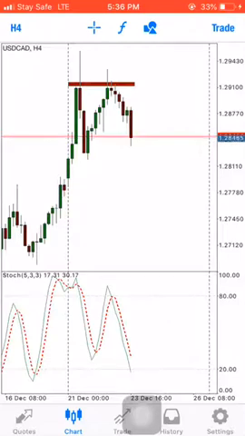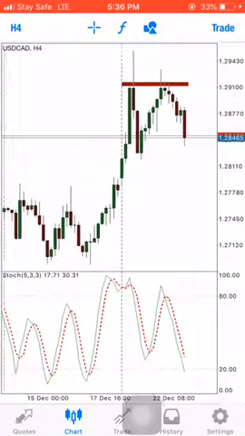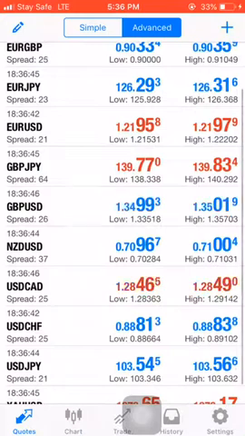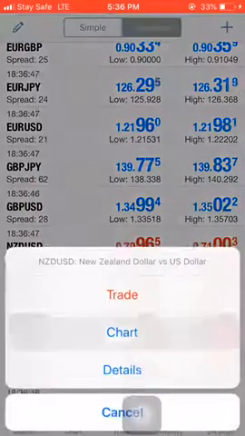So guys, that's it. Pretty easy to use. That is the Stochastic Oscillator indicator and how to use it to get great entries.